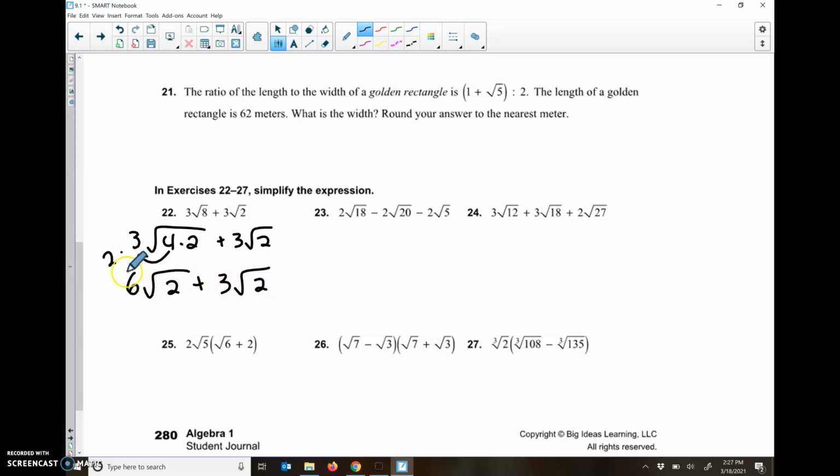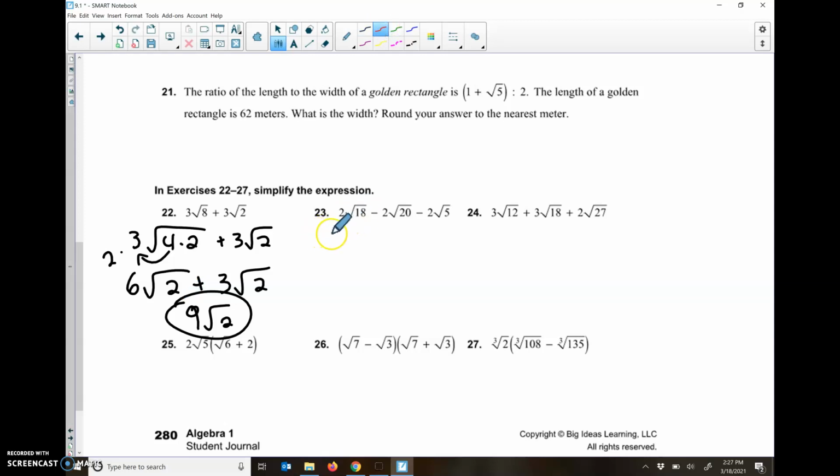And pretty much this is just a label. It could also say 6x plus 3x. It's just a label. So 6 square root of 2 plus 3 root of 2 is really just 9 root 2. Okay, so make sure before you add them, they have the same square roots.